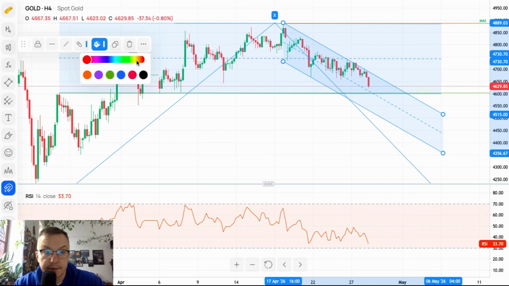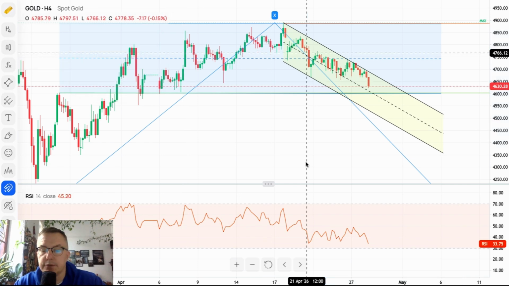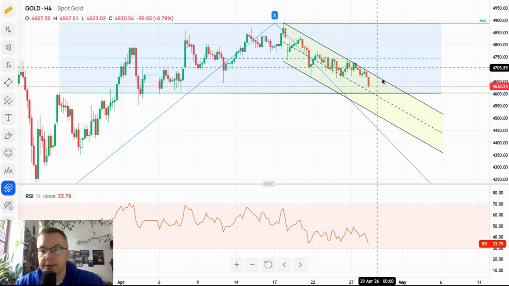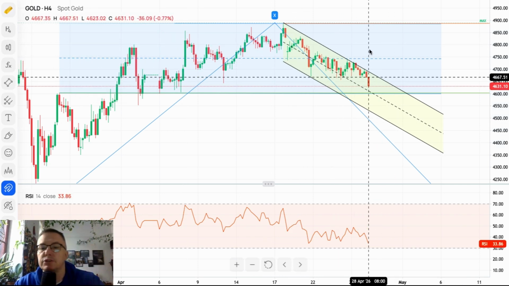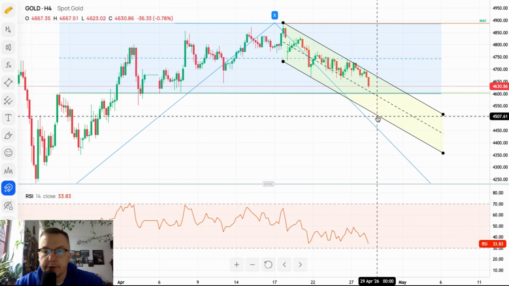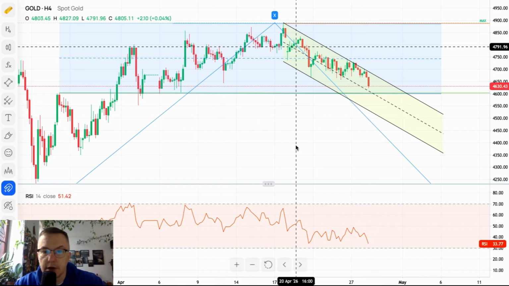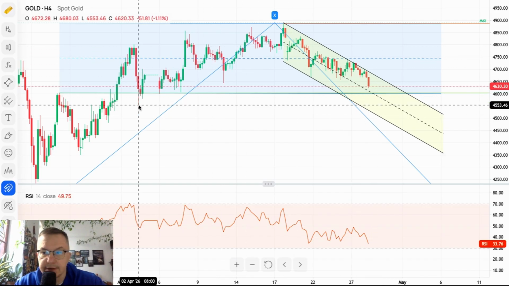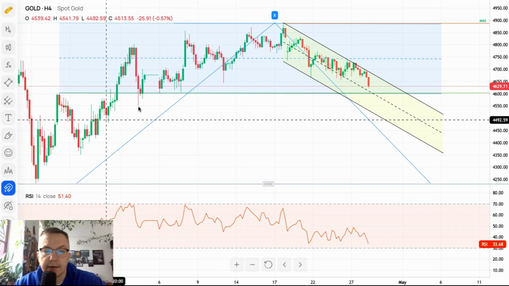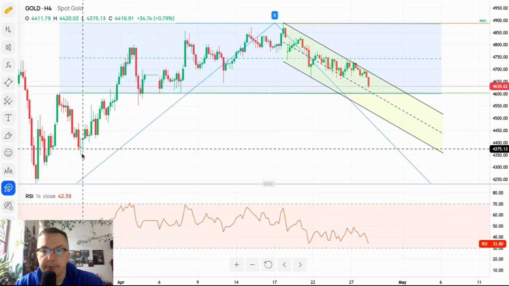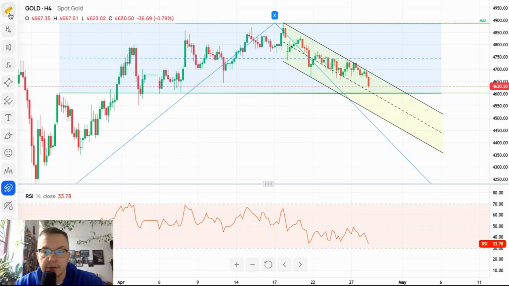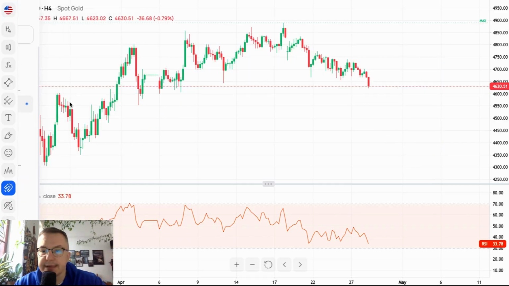And as far as I'm concerned, this situation here looks like that. So we might break out of this channel, blue channel, and continue inside of the yellow channel lower. Next target 4,553, and then lower levels are expected if the momentum will sustain.